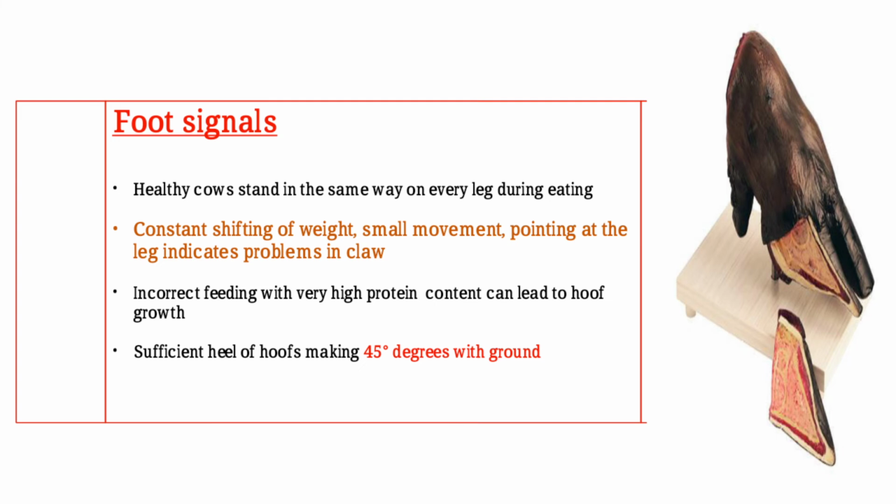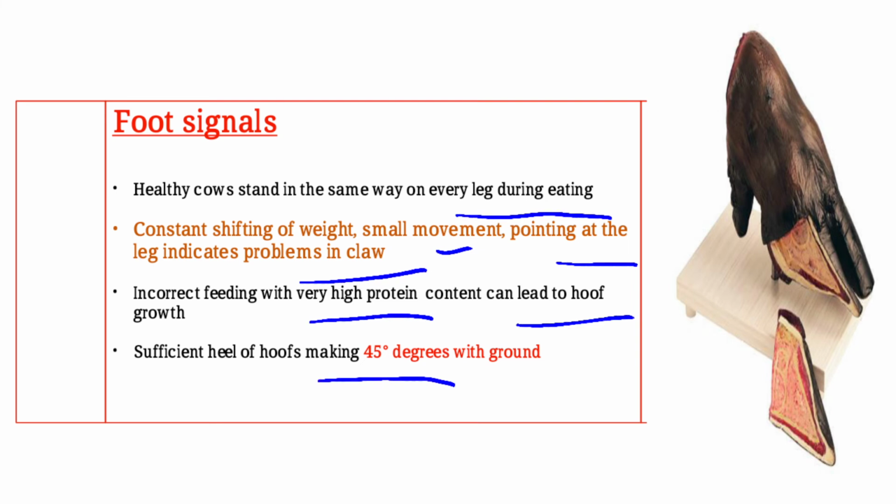Foot signals: healthy cows stand in the same way on every leg during eating. It means four legs are carrying the weight equally or evenly, and constant shifting of the weight or small movement pointing at a leg indicates problems in the claw. Incorrect feeding with high protein content can lead to hoof overgrowth, and sufficient heel of the hooves making 45 degrees with the ground is recommended; that hoof score is good.